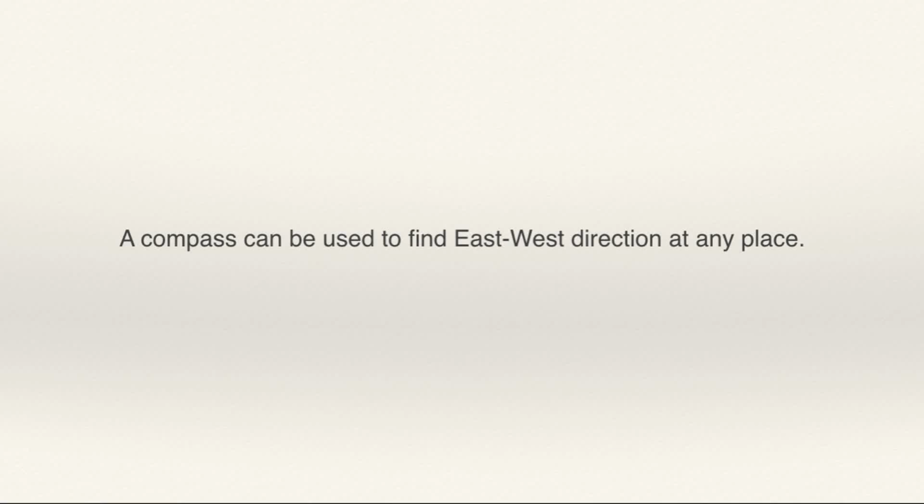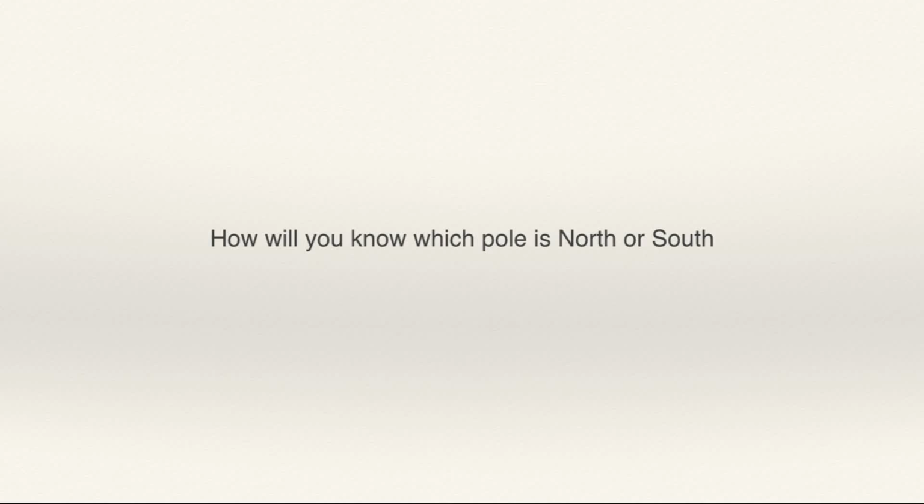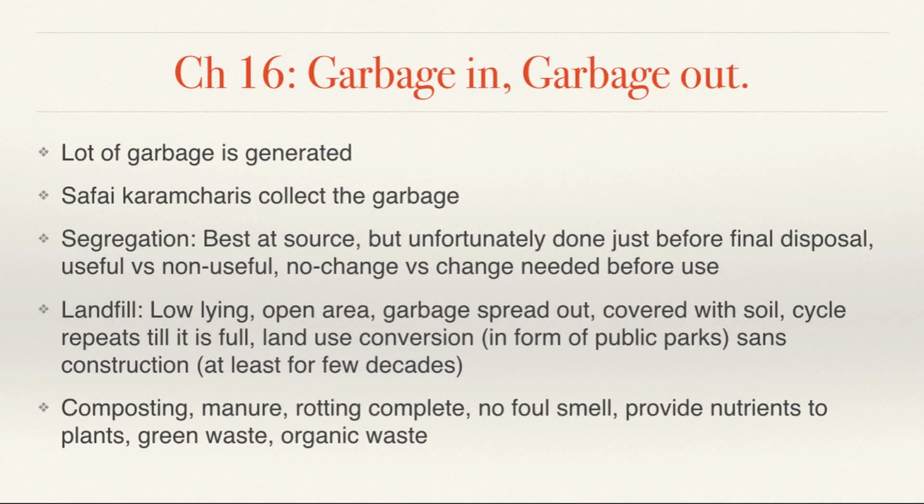Now obviously a compass can be used to find the east-west direction. As I've already spoken, this is a compass, so when it aligns in north-south, this axis becomes east-west. And how do you know which pole is north or south? Assume this is a magnet, so if the north star is here, then it becomes the north pole, and if the sun is here, with the help of east-west, you can determine. So this is chapter 16 of class 6 NCERT.